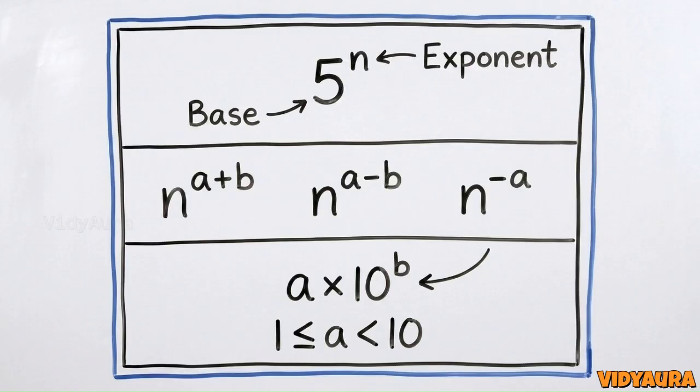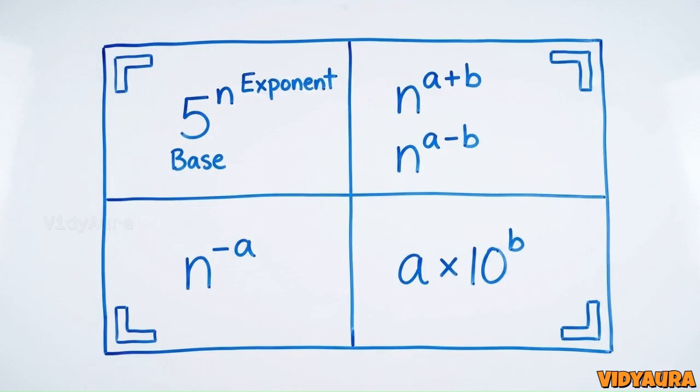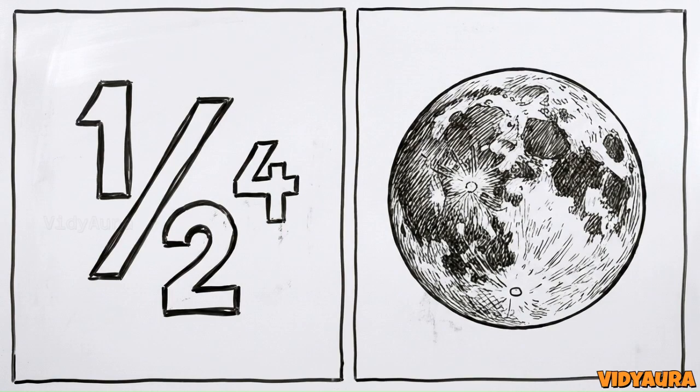This graphic gathers all the core rules from the chapter: the anatomy of a power, the 3 operational laws, and the formula for standard form. Grab a screenshot of this frame right now. It will be your best reference when tackling practice problems. Remember that negative exponents make fractions, not negative numbers. Keep these rules straight, and you'll be able to calculate your way straight to the moon.